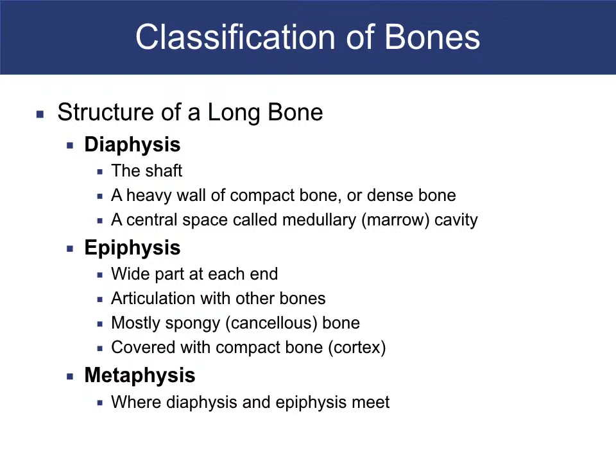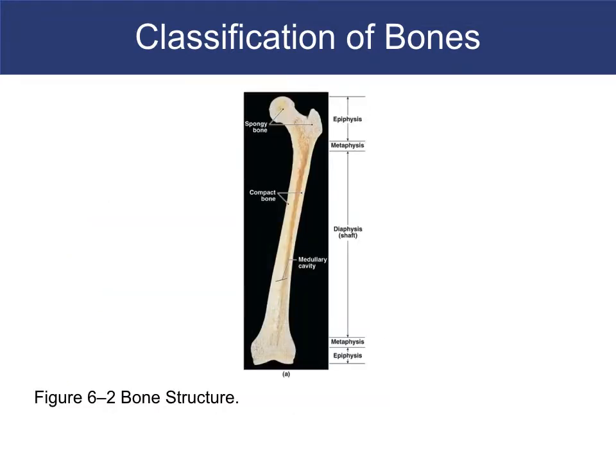The metaphysis is at these places where these things meet, and as you get older and reach the age of about 25, usually your metaphyses fuse. And at that point, it's all one bone. You'll see what I mean when I show you some x-rays later. So here's an example. This is a femur once again, thigh bone. Diaphysis is the shaft. The metaphysis is at both ends, and the epiphysis is the end on either end.